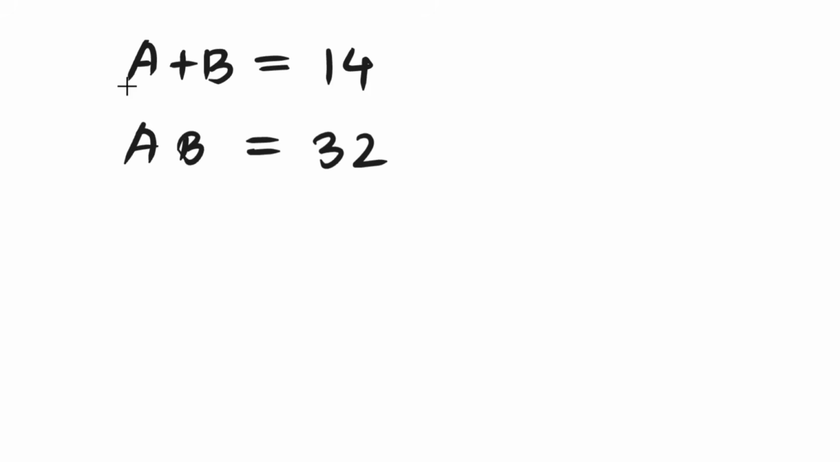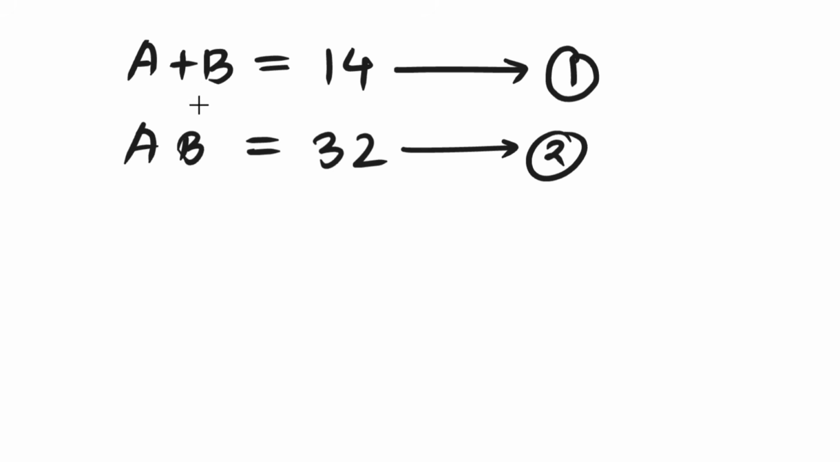Let's begin by writing down the given information carefully. I'll call a plus b equals 14 equation 1, and a multiplied by b equals 32 equation 2. Since we already have an equation involving both variables, the first thing we'll do is make one variable the subject, so that we can substitute it into the other equation.